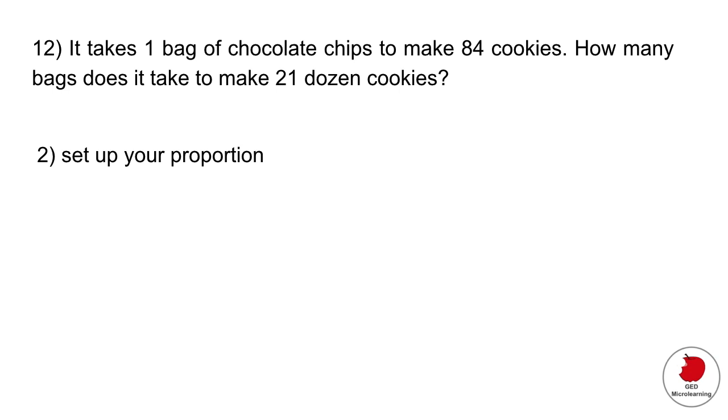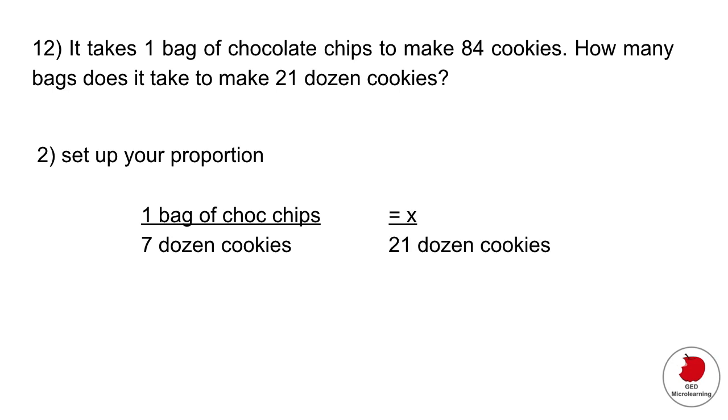So they've told us, we said that 1 bag of chocolate chips gives us 7 dozen cookies. And now we want to know how many bags we need for 21 dozen cookies. So we would set up our proportion like this. 1 bag of chocolate chips over 7 dozen cookies is equal to x over 21 dozen cookies.